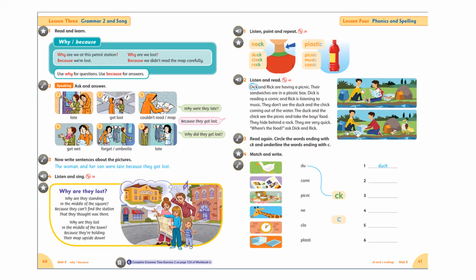Now open page 40. There we have why and because. We use why for questions and we use because for answers. Look at the example. Why are we at this petrol station? Because we are lost. Why are we lost? Because we didn't read the map carefully.